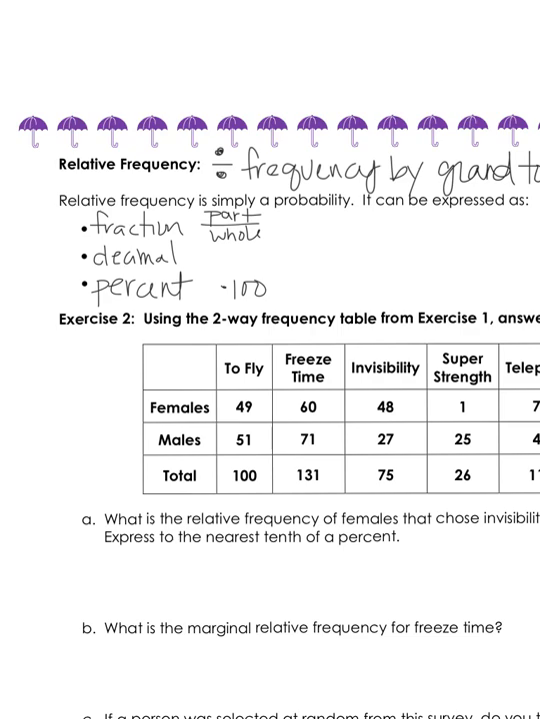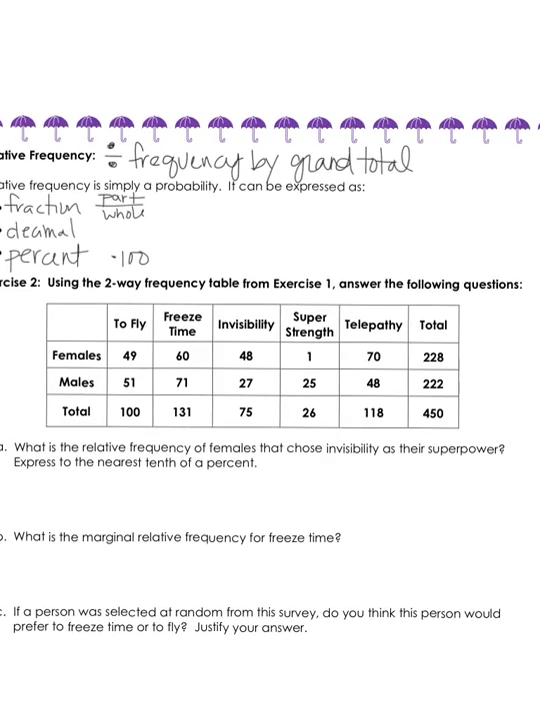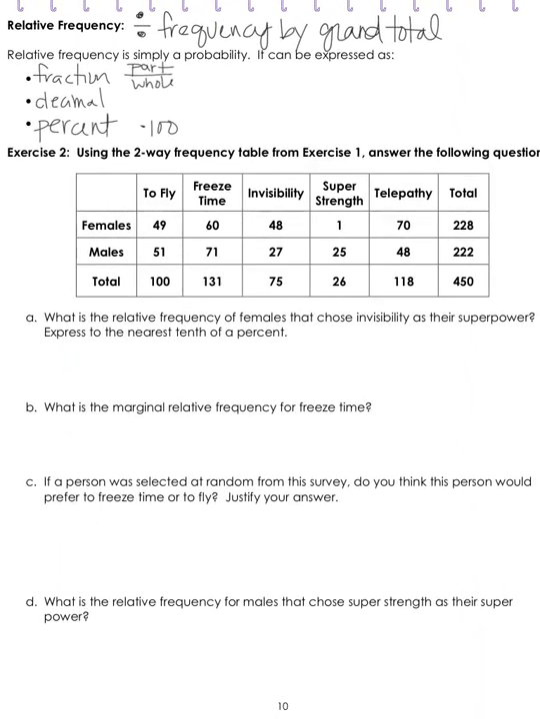Okay, exercise 2, using the 2-way frequency table from exercise 1. Oh, look, it's filled in. That was kind of sneaky that the answers were right here. Answer the following questions. So it's the same table we were just using, so we're familiar with what's going on here.